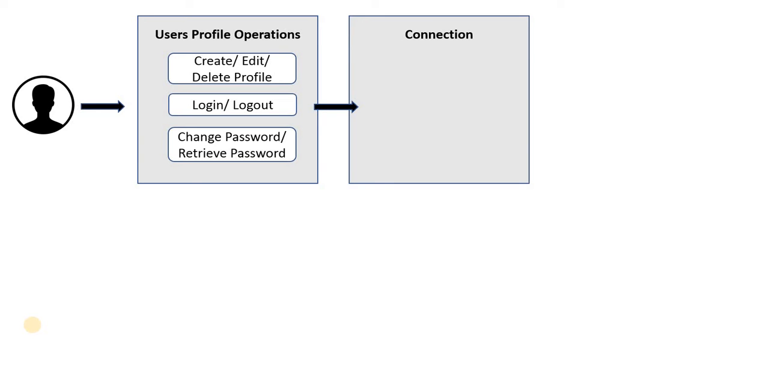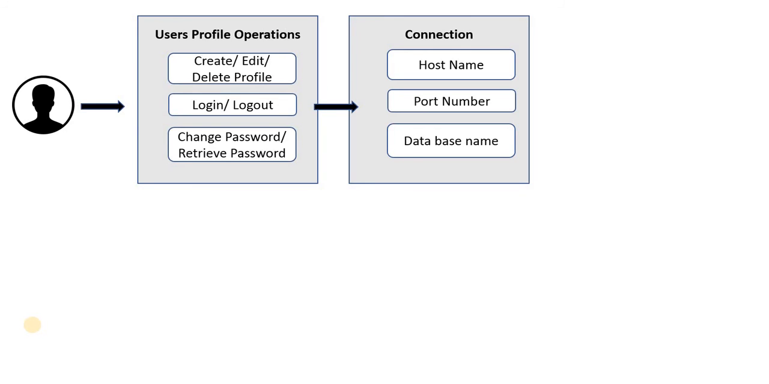So what will the connection module do? The connection module will take as input the host name, port number, and database name. Host name is nothing but the IP address where the MongoDB is installed. Port number is the port to which the MongoDB is listening, and database name is needed because a single MongoDB might contain multiple databases, just like our MySQL contained college database, employee database, hospital database. Even a single MongoDB will contain multiple databases, so we have to tell to which database the connection is required.